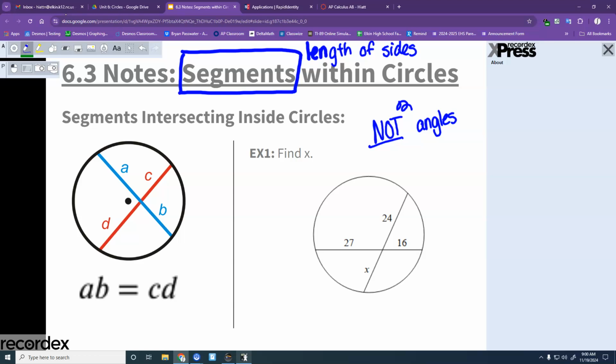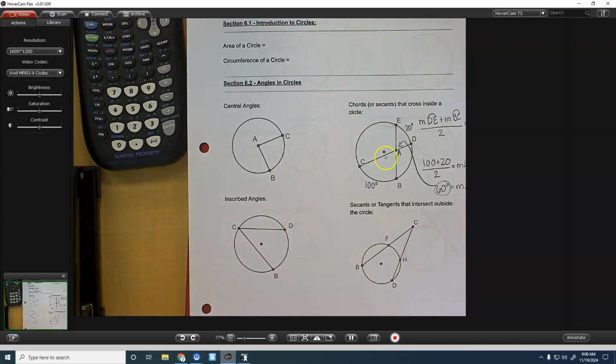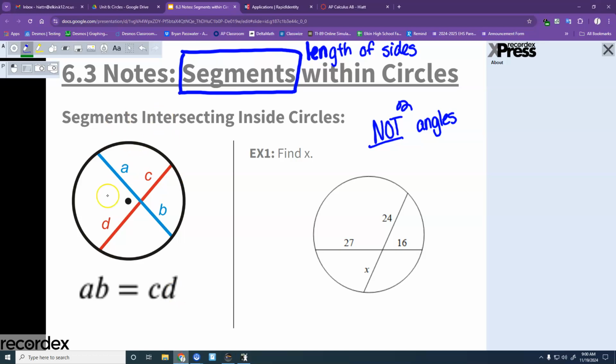Because a lot of the pictures look the same. This picture looks the same as this picture right here when you look at just the picture. But this one deals with angles, and the one we're getting ready to do is the lengths of the sides. In my opinion, this is the easiest one. In this one, A times B has to equal C times D.